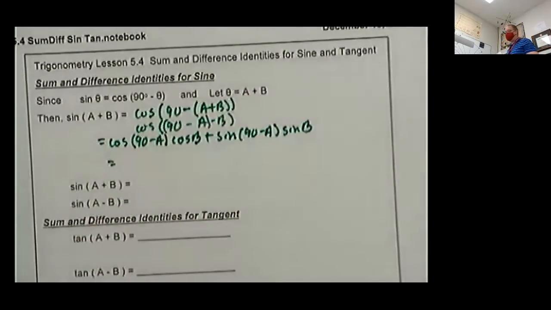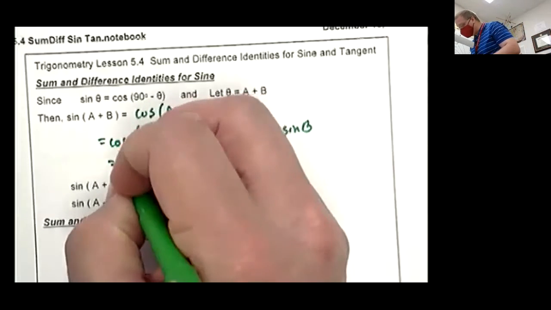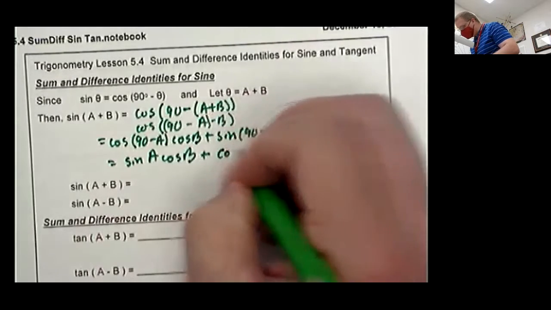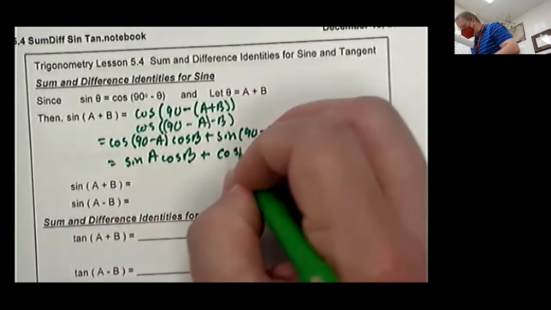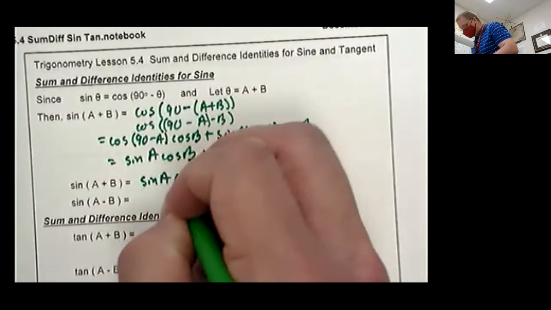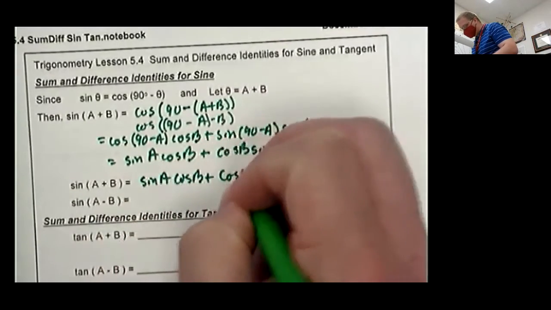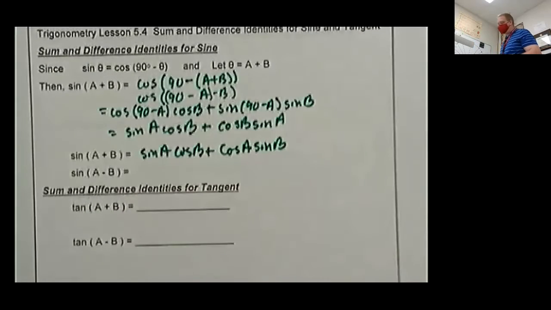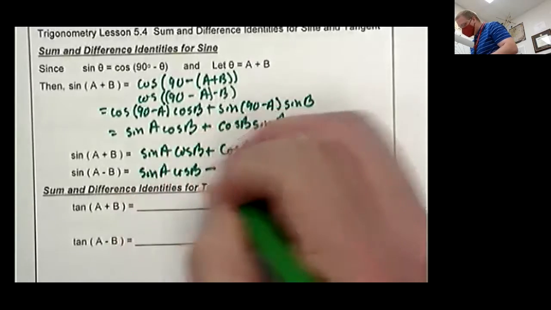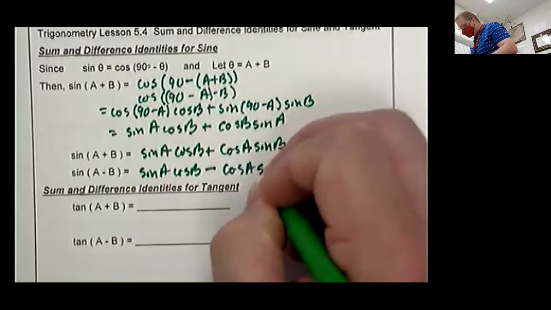The cosine of 90 minus a, well, that's just the cofunction for sine. So that's sine of a cosine of b plus sine of 90 minus a, well, that's cosine of a, sine of b. So the sine of a plus b is the sine of a cosine of b plus cosine of a sine of b. And the sine of a minus b is going to be the same but the opposite sign. So that's sine of a cosine of b minus cosine of a sine of b.